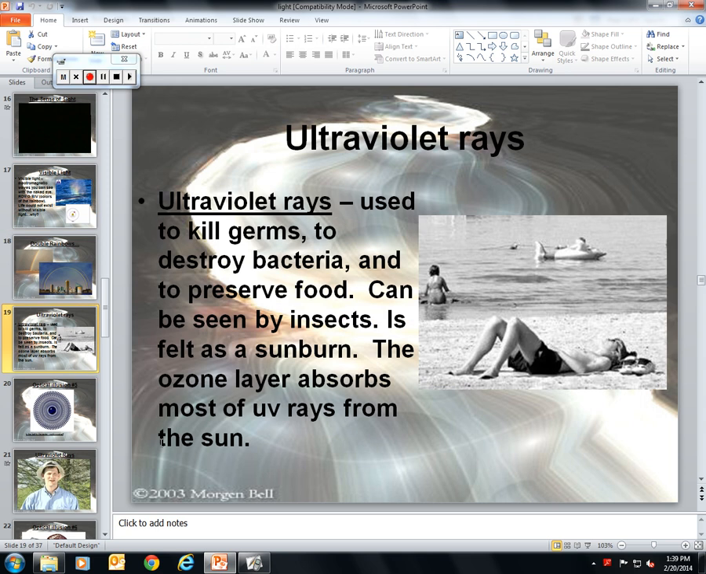UV rays are used to kill germs, to destroy bacteria, and to preserve food. They can be seen by insects. This is what we feel as a sunburn. So when we wear sunscreen, we are blocking the UV rays. The ozone layer thankfully absorbs most of it, but not all of it.